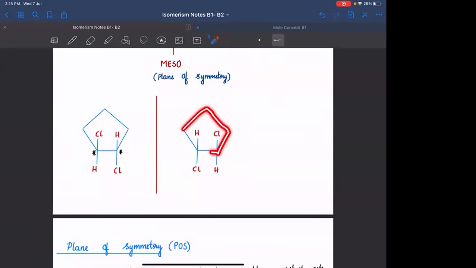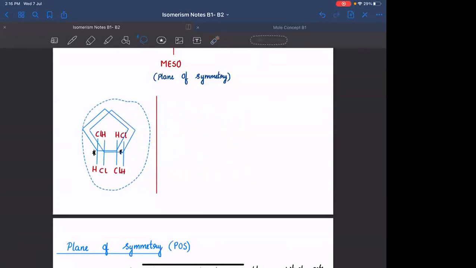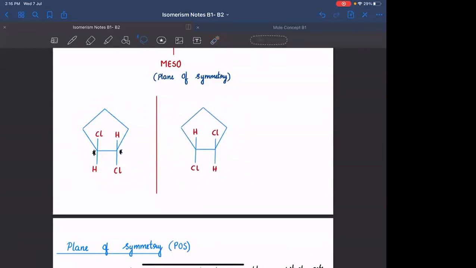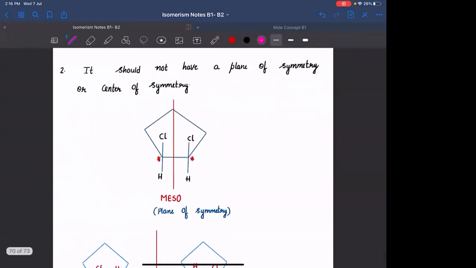This particular ring is in the plane of paper. This Cl is above the plane, hydrogen is below the plane. This hydrogen is above the plane, this Cl is below the plane. Is that representation clear? Okay, you are getting the same molecule, so I won't be superposing both of them no matter what. Is that clear? So this particular molecule is chiral, and these two are called enantiomers.